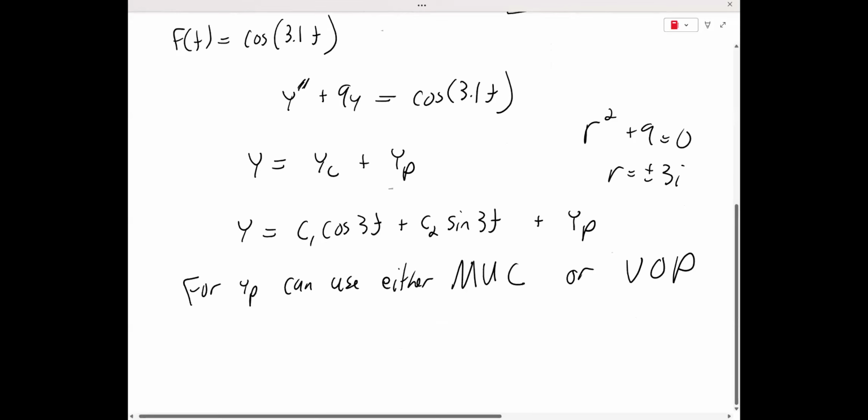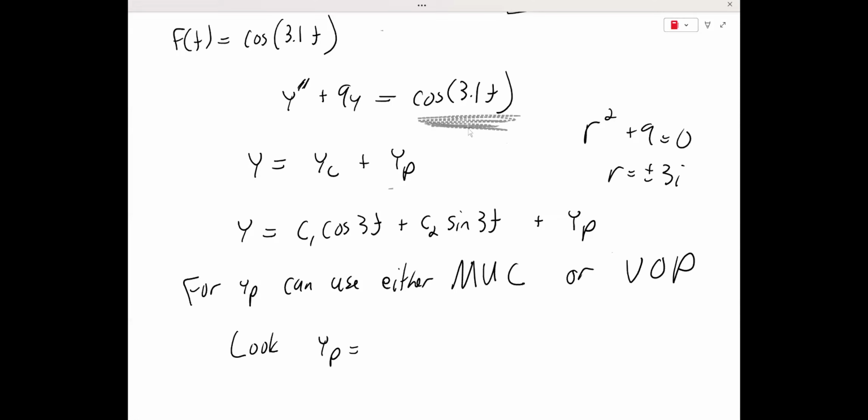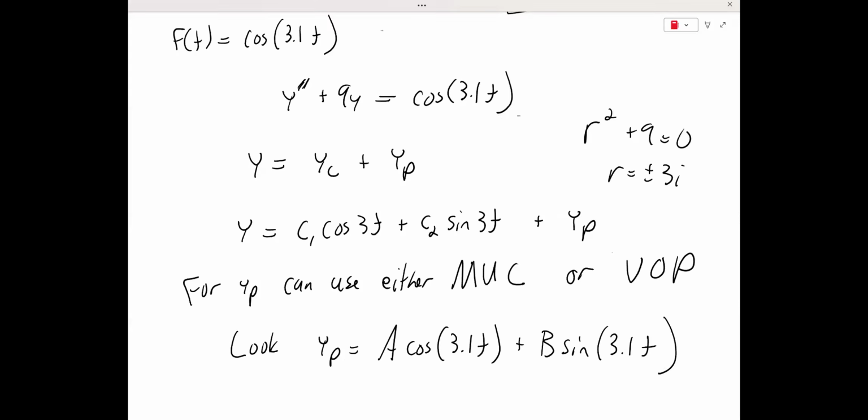But undetermined coefficients, what do you do here? You look for y sub p equals, and if you look at this over here, for this one, it'd be a cosine 3.1t plus b sine 3.1t, like that. So that'd be the particular solution form you want to look for here. So I'm using the method of undetermined coefficients. Okay, so anything there so far?